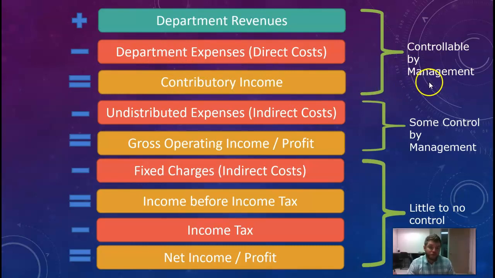This is very controllable by management because your direct costs are your food costs, your beverage costs, your labor costs, your expenses, your materials that you might need.